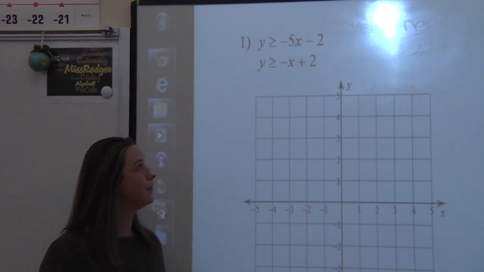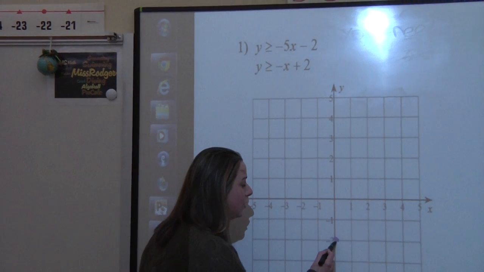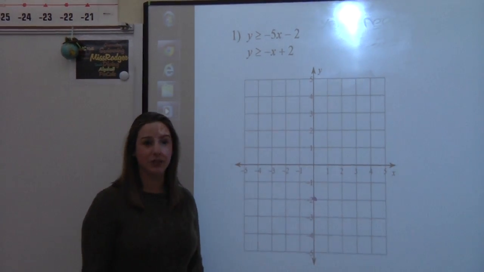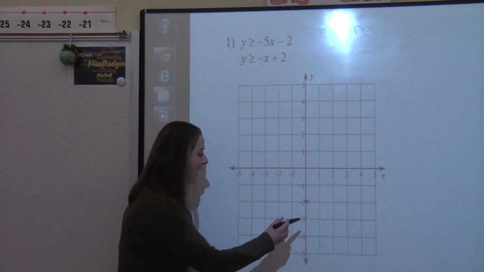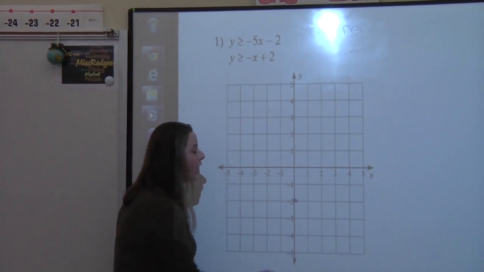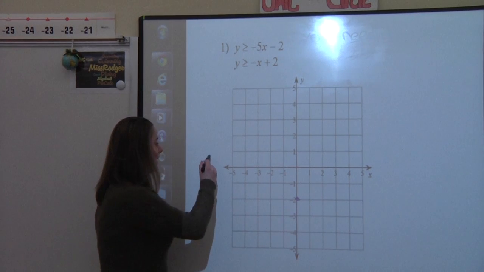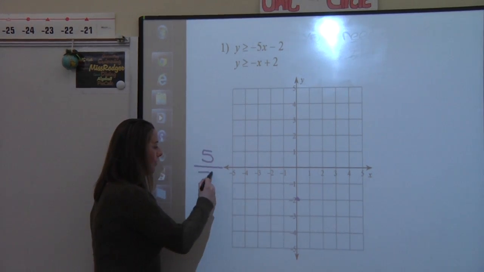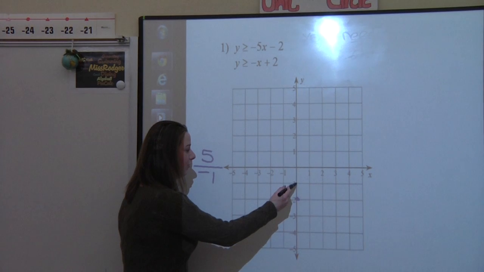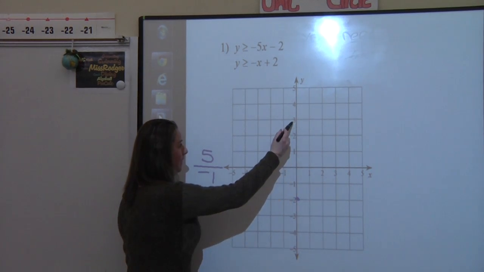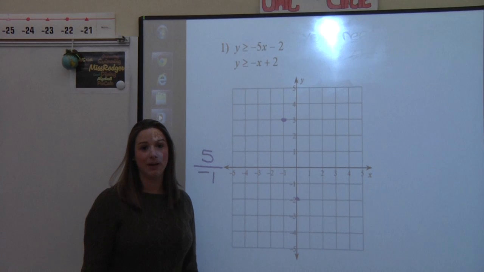So if I graph the first inequality, I have a y-intercept of -2. So I plot my first point at -2, and I have a slope of -5. So I'm going to go down 5, 1, 2, 3. That's going to be off my graph. So I can think about -5 as 5 over -1. So I'm going to go up 5 in the positive direction, 1, 2, 3, 4, 5, and over 1 in the negative direction. Now I can build my line.